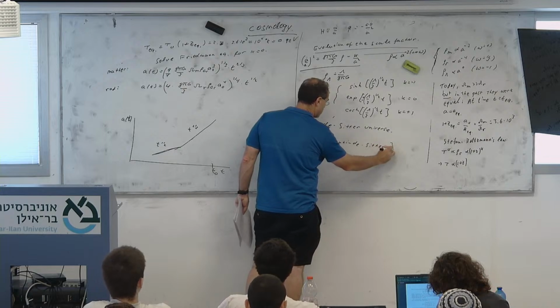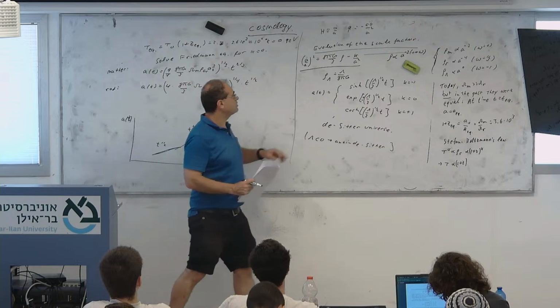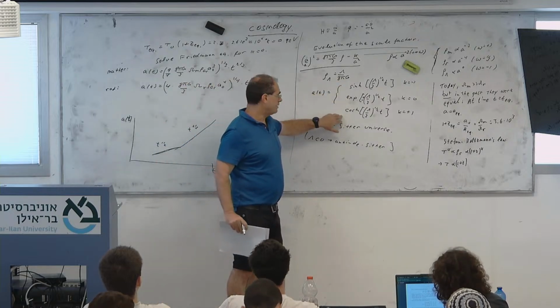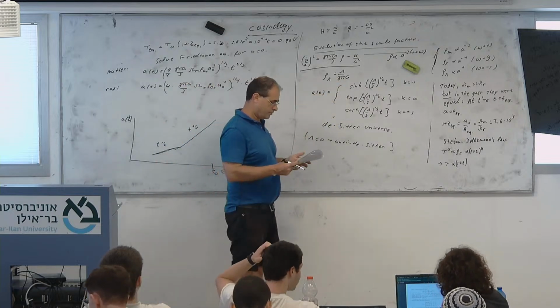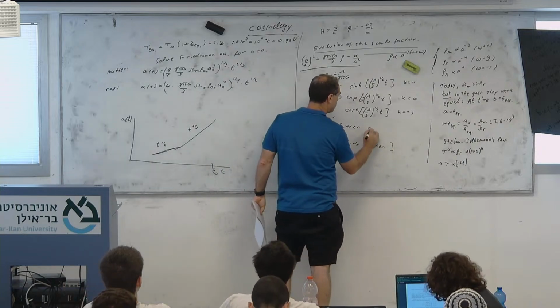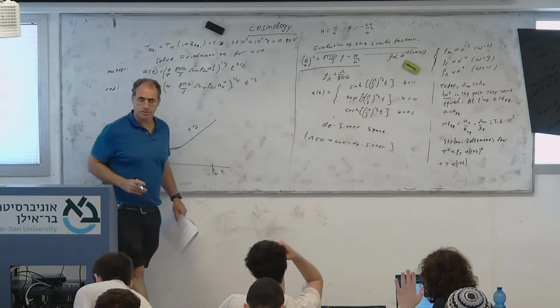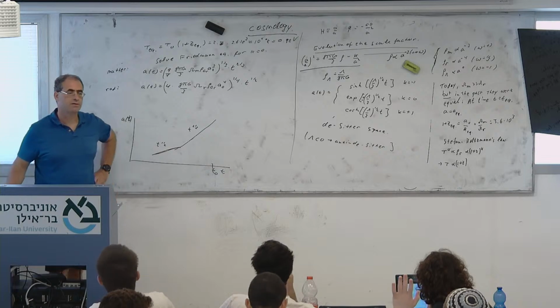It's all over. One geometric description could be called de Sitter space, or de Sitter universe. These are the technical terms.